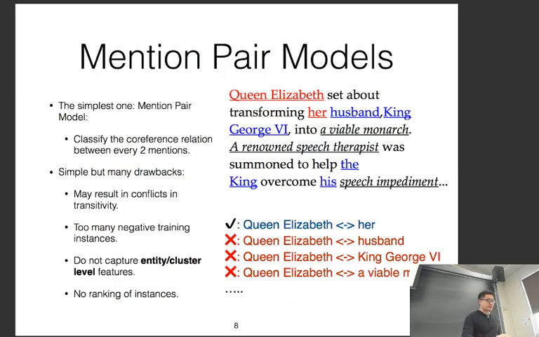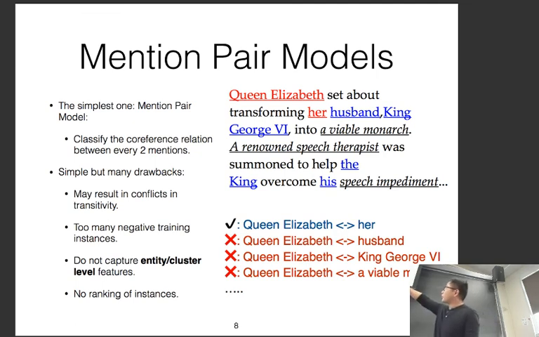The first model is the simplest one. It's called the mention pair model. All you basically do is construct all pairs of mentions. Between every pair, you say whether they are coreferent or not, given the gold standard. If the answer is yes, you have a positive instance. Otherwise, you have a negative one. This is very simple, but there are many drawbacks to this model. The first is that you have very high class skewness. You have very few positive instances and a large number of negative ones if you get all the pairs from a document.